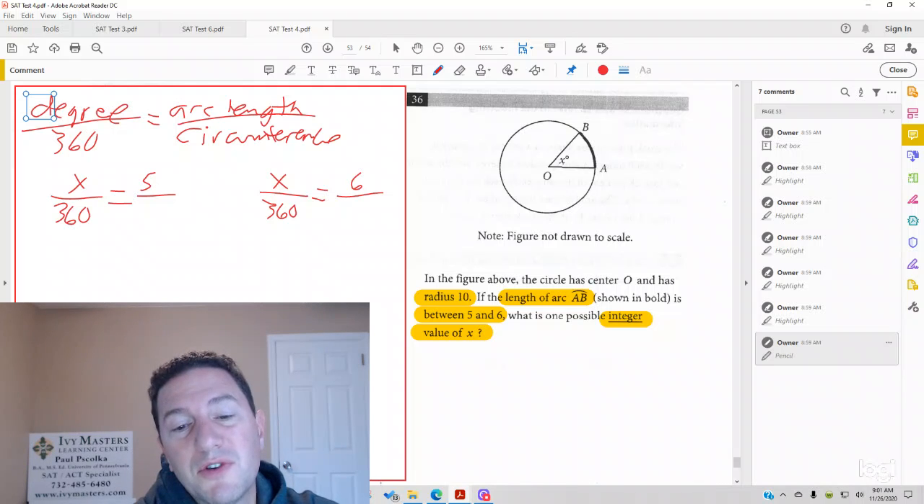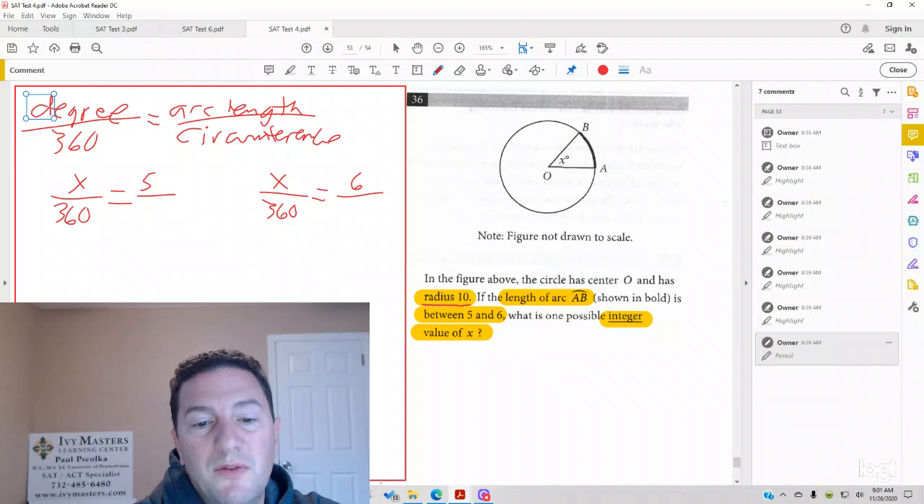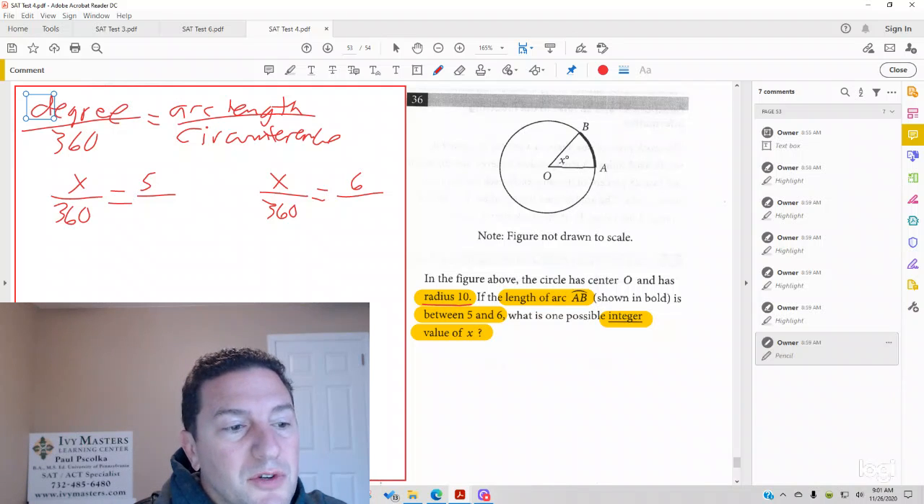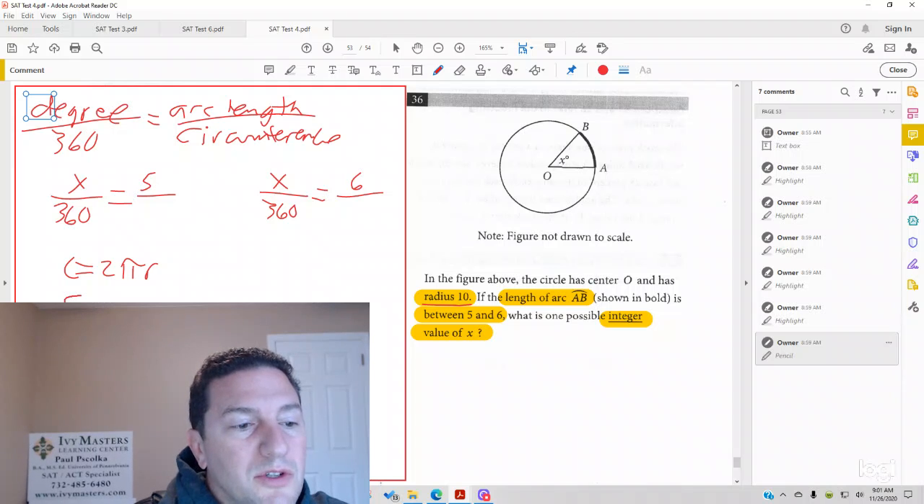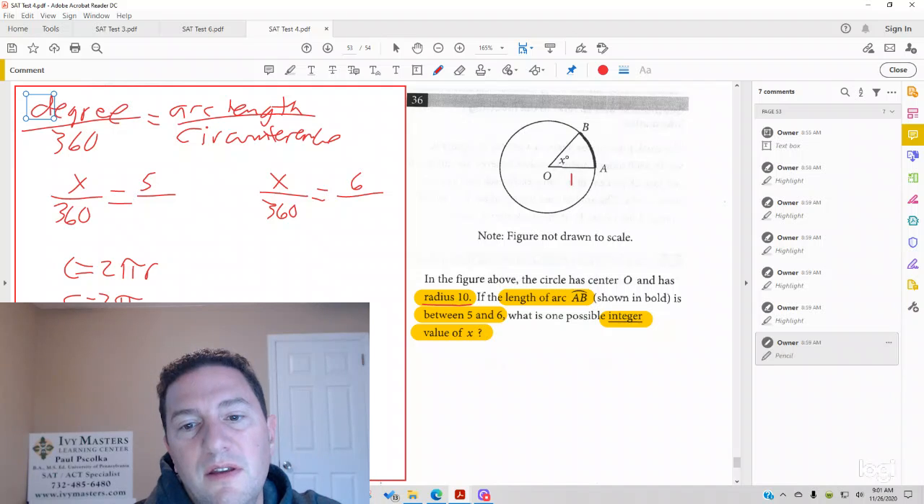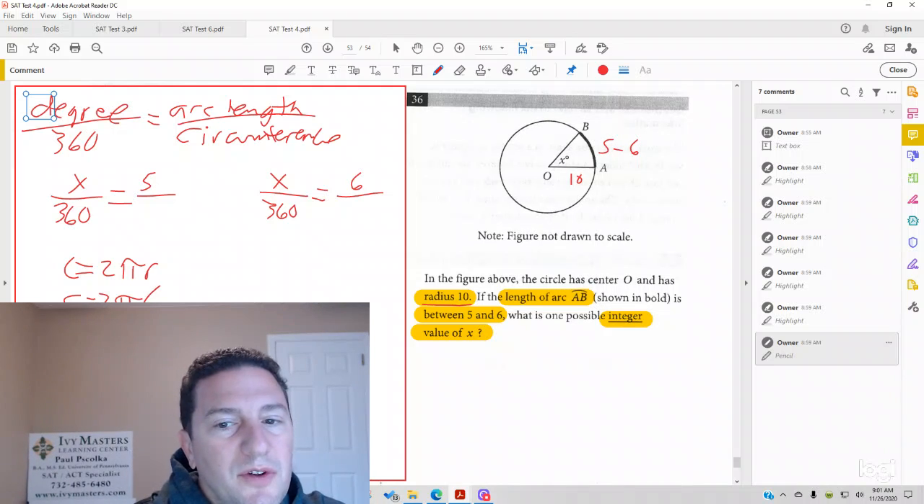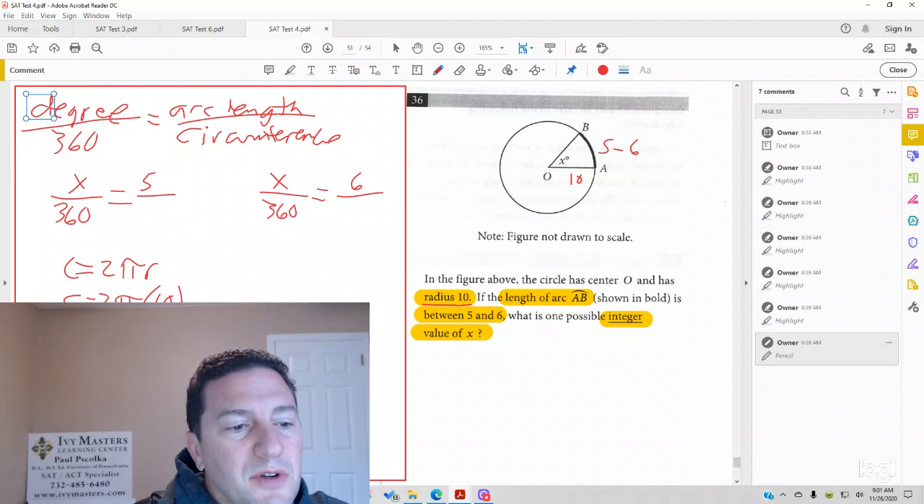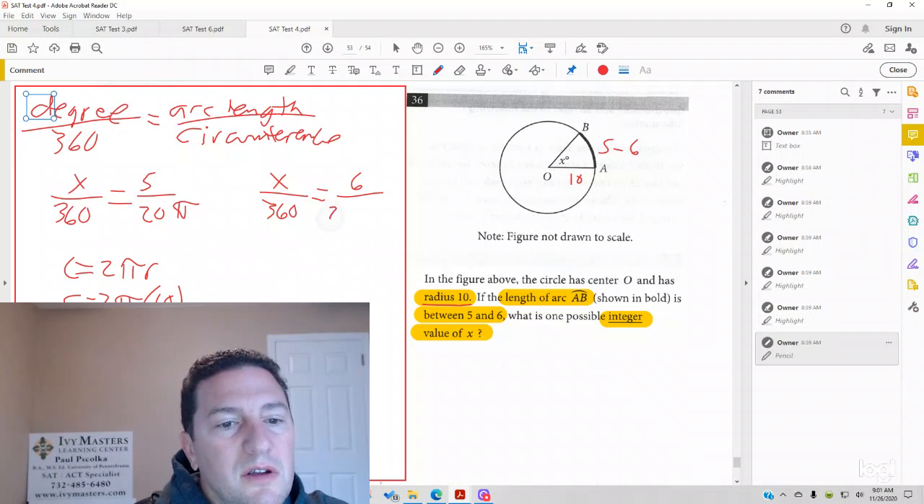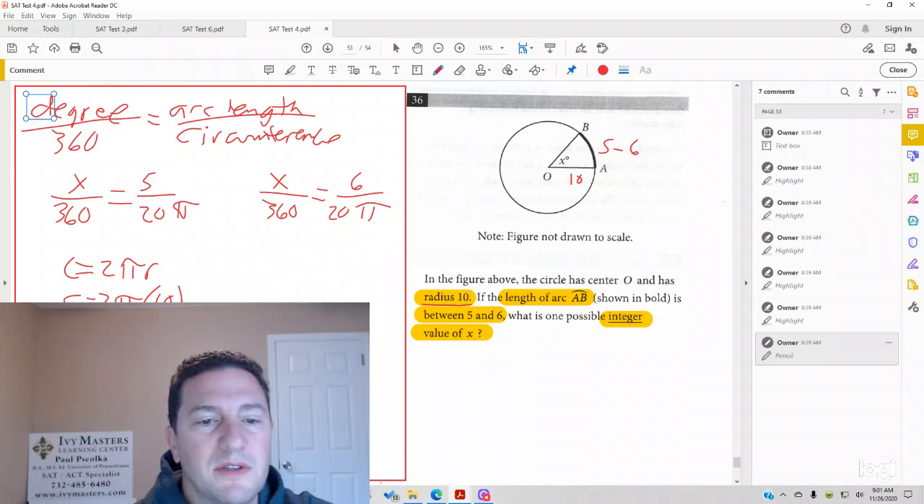So we don't know the circumference, but anytime we have the radius, we could figure out the circumference. What's the formula for circumference? Circumference equals 2 pi r. What's your radius here? It says that it is 10, and I should actually mark this out. You should label your stuff. So times 10, and so then you know the circumference equals 20 pi. So I'm going to put that 20 pi for the circumference here, 20 pi for the circumference there.